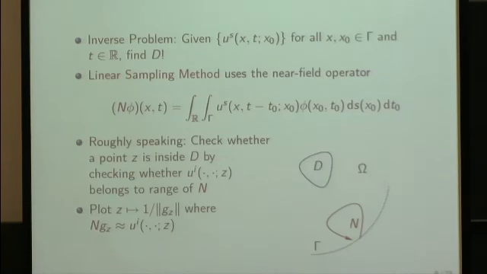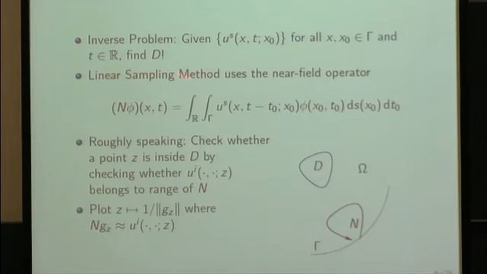The inverse problem is then, given measurements of these causal waves for, say, all points x0 on this surface gamma, and also all x on gamma, and also, say, all t in R, find D. And it's of course a horribly overdetermined problem, but for this talk I won't care. The idea is that sometimes you have that data, so why not use it?